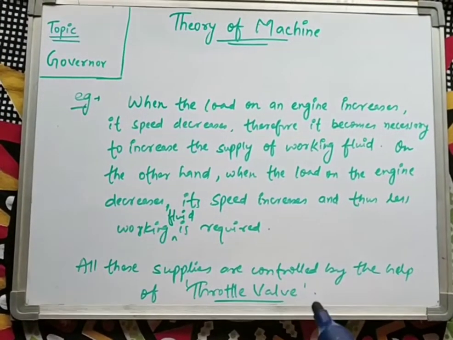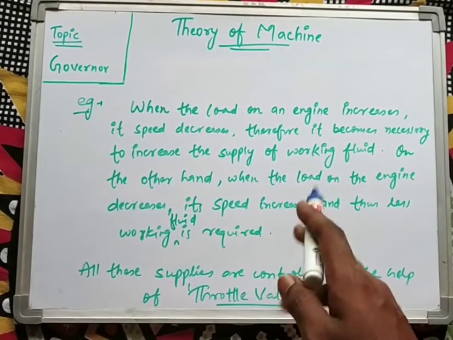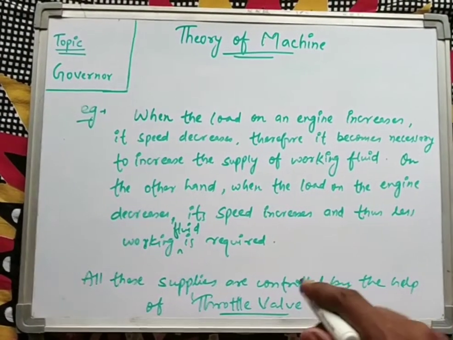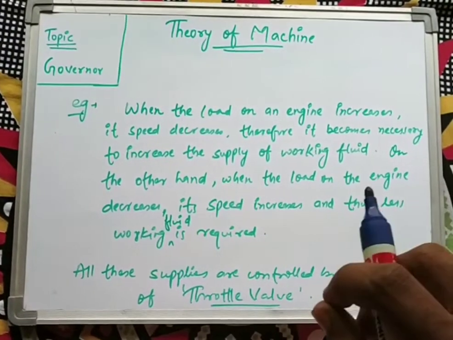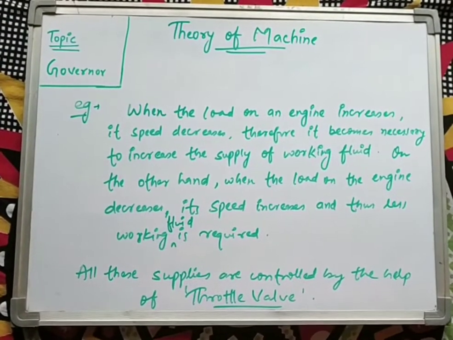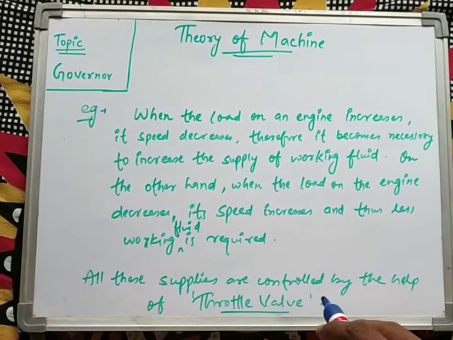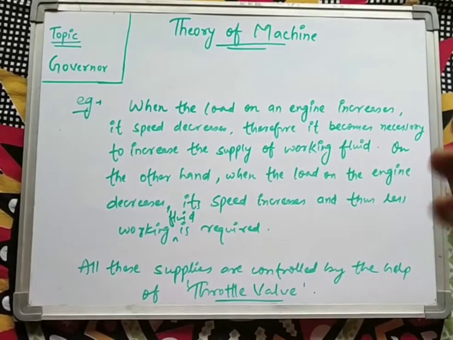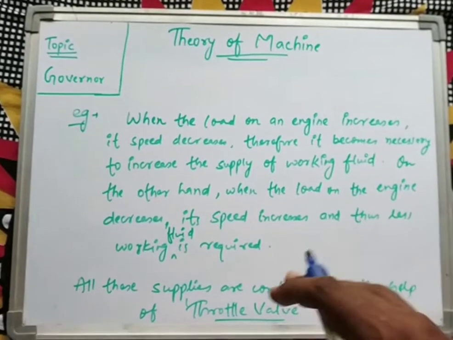Obviously, one question will come to our mind: how is this supply of working fluid controlled? All these supplies are controlled with the help of a throttle valve. There is a valve included in the arrangement of the governor, where the throttle valve supplies fluid when there is a requirement, and automatically closes or restricts when there is no requirement of extra working fluid. We will look at the arrangement, how the throttle valve and the other parts of the governor are arranged, in a later part.